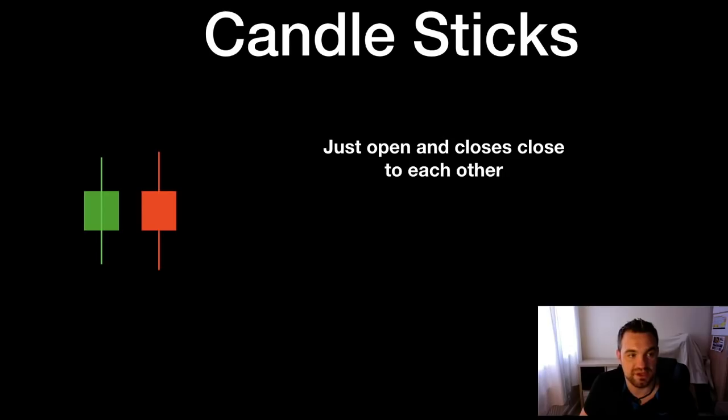Then you get spinning tops. They're very similar to what we've just seen, apart from the closes and the opens, there's a little bit of a difference. So it could be like $1 and finishes at $1.01. But there's still a lot of indecision in terms of the buying and selling on those days.